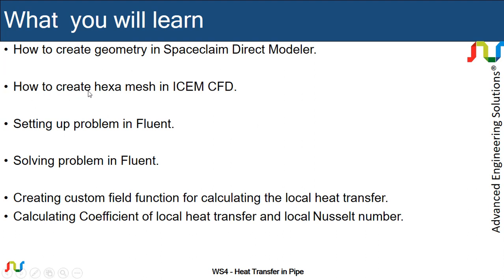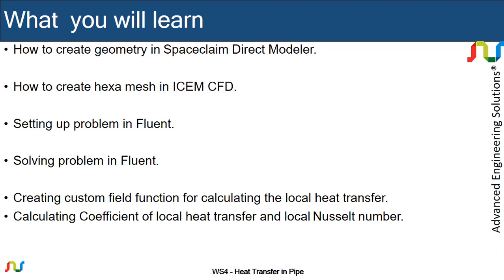Then we will create the hexa mesh in ICEM CFD Hexa, and after that we will set up the problem in Fluent: importing the mesh from ICEM CFD, checking the units of the mesh, then setting the turbulence model, the energy equation, and the properties of the air, whether it's ideal gas, incompressible ideal gas, or constant property, meaning we don't have the effect of temperature and pressure on the density of the fluid.